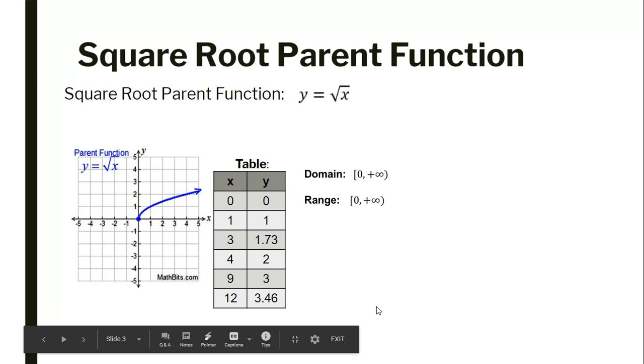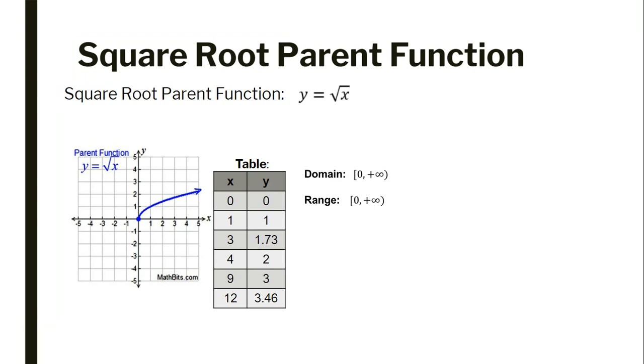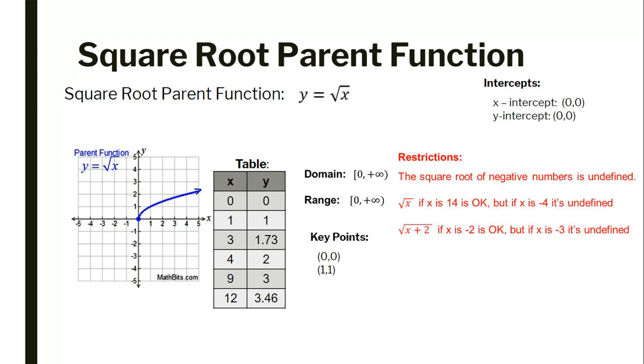The domain of the square root parent function is 0 to positive infinity, and the range is the same. The x and y intercepts are both 0, 0, so that makes it easy for us. And the key points, as I mentioned before, that we really want to pay attention to are 0, 0 and 1, 1.